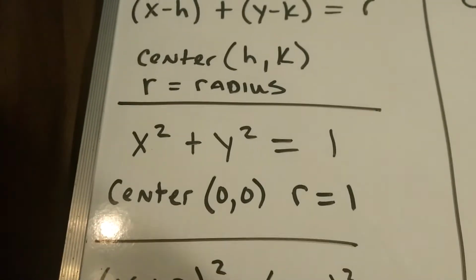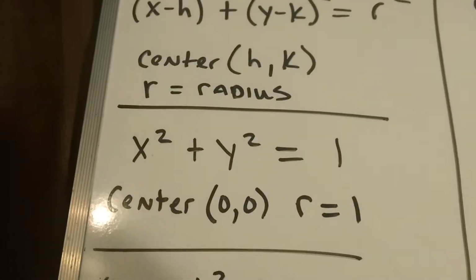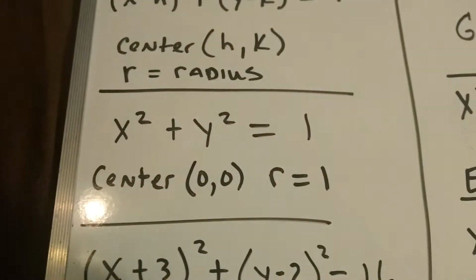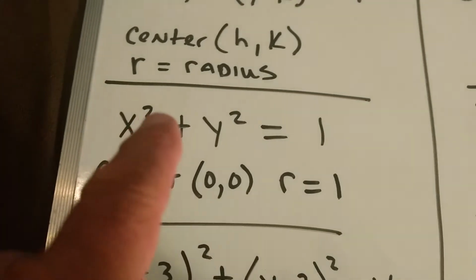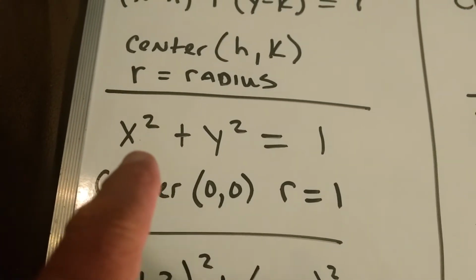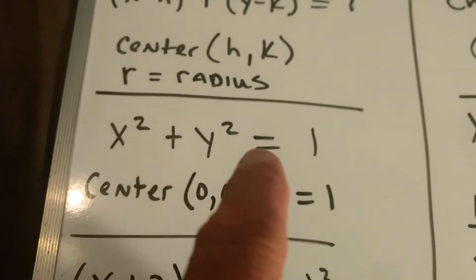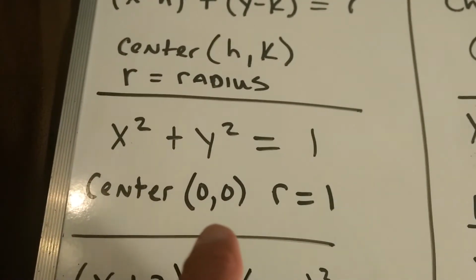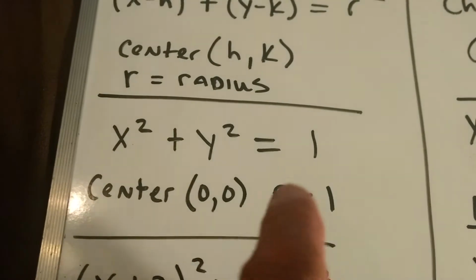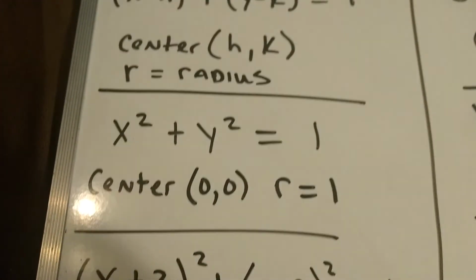One of the things you have to know too is that if you see an equation that says x squared plus y squared equals some number, I just put 1, that means that this is really (x - 0)^2 + (y - 0)^2, so the center is at the origin, (0, 0). Again, we take the square root of 1, we get the radius of 1.